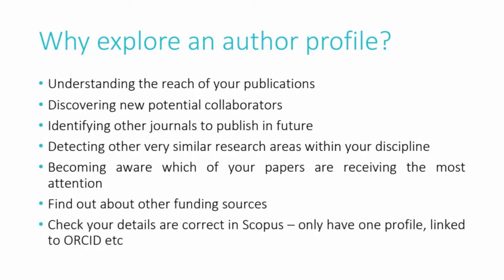And one of the key things that we always tell authors is to go into Scopus and check your author profile. If you have published something and it's been indexed in Scopus, you will have a Scopus author profile. Throughout your research career, you need to be keeping this up to date and checking that it's correct. You need to make sure you only have one Scopus author profile. And if you have things like an ORCID, which is a digital author identifier, make sure that all those accounts are linked together.